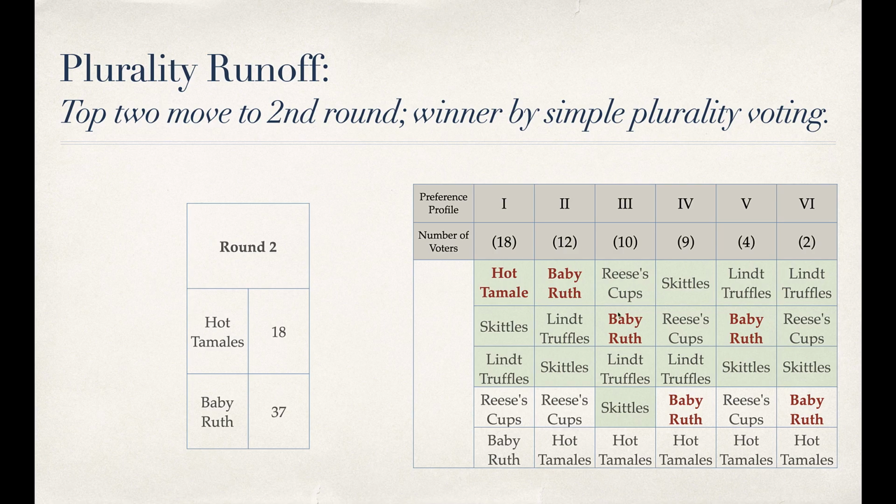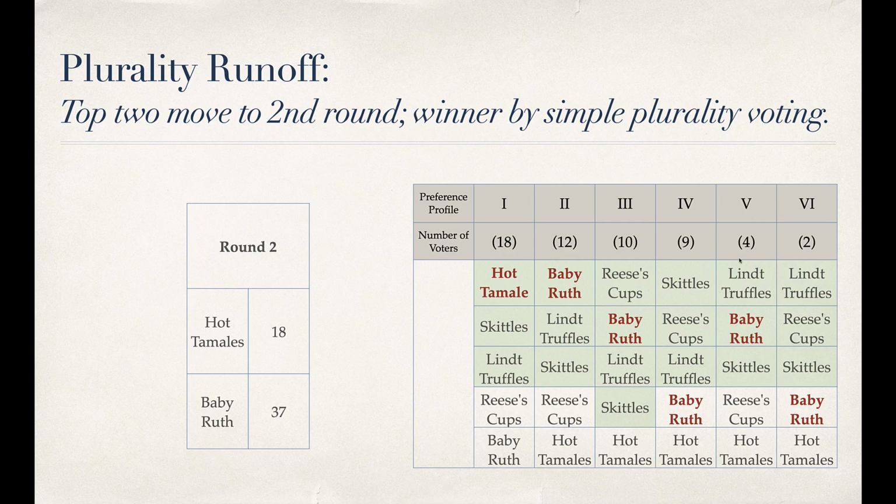This group, the third group, well, their top choice was Reese's Cups, but it's gone now. So they're going to move down. And look, their second to top choice is Baby Ruth. So those 10 are going to vote for Baby Ruth. So we have 22 so far for Baby Ruth, 12 plus 10. Then this group number 4 here, Skittles has been tossed, Reese's Cups has been tossed, Lindt Truffles has been tossed. They're going to have to vote for their second to worst alternative, but they will, and they'll vote for Baby Ruth. And so now that's 9 more votes for Baby Ruth. So that's 22 plus 9, that's now 31 for Baby Ruth.